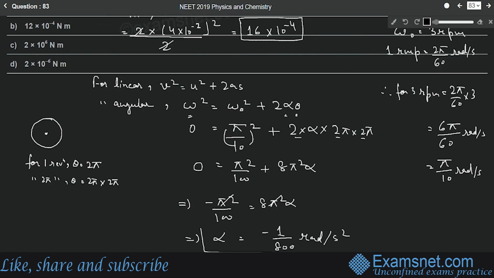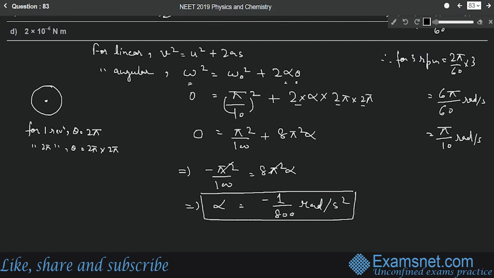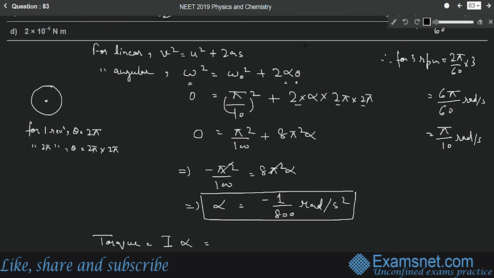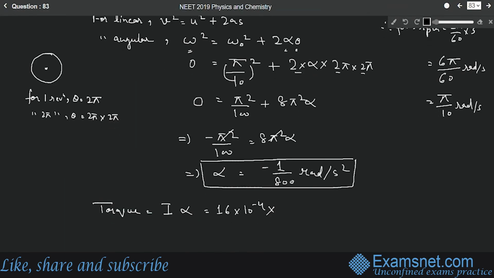So now we have got the value of moment of inertia as well as the angular acceleration. So let's find out the torque now. Torque is equal to the product of moment of inertia and angular acceleration. So what was the moment of inertia? It is 16 into 10 to the power minus 4. So 16 into 10 to the power minus 4 into alpha, which is minus 1 by 800 radian per second square.